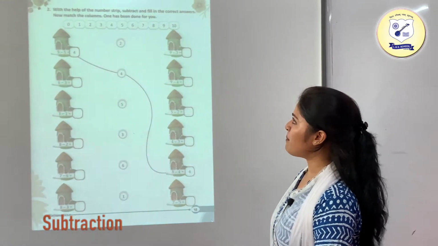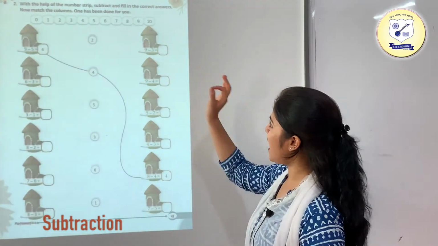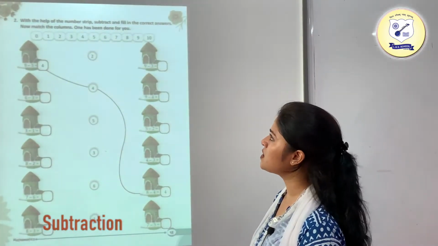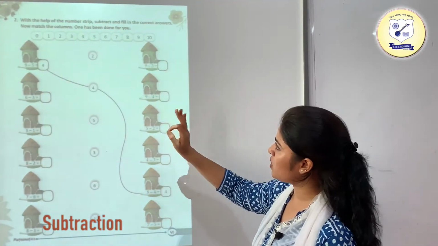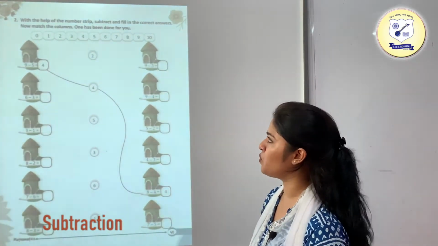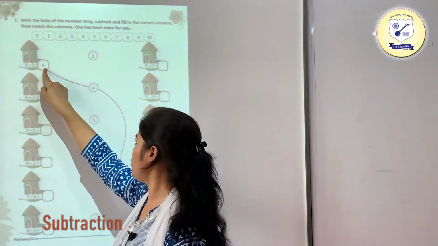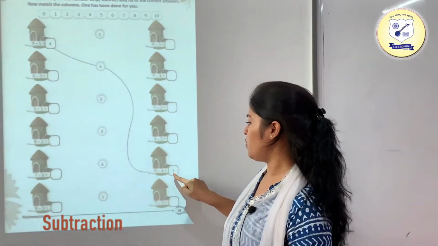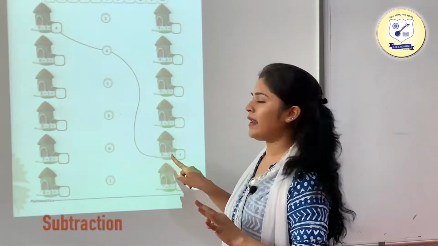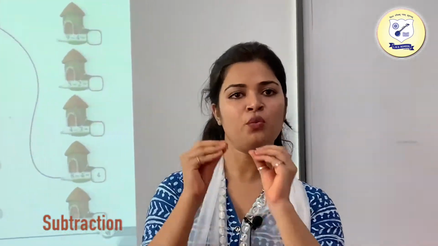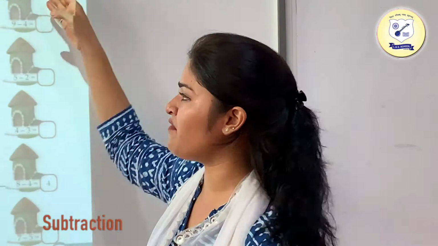With the help of number strip, subtract and fill in the correct answers. Now match the columns. One has been done for you. Like you are having 9 minus 5, which is going to be a 4. You just need to match it with the correct answer. For that, first of all, we just need to solve each and every question, and later on we will match it with the correct answer.